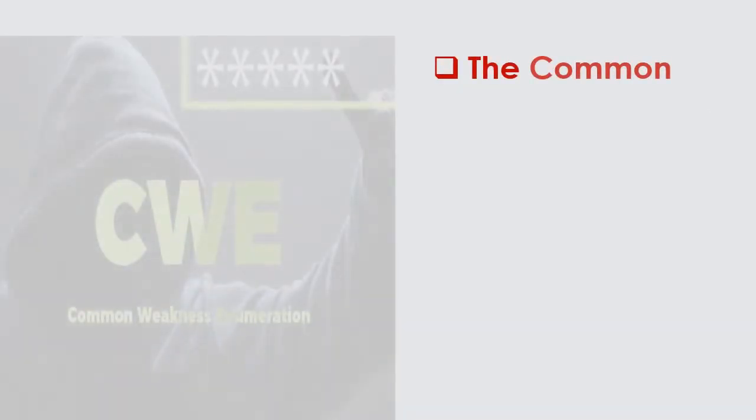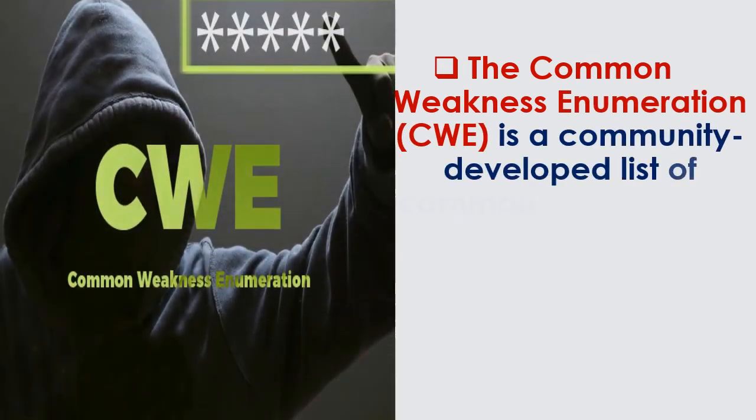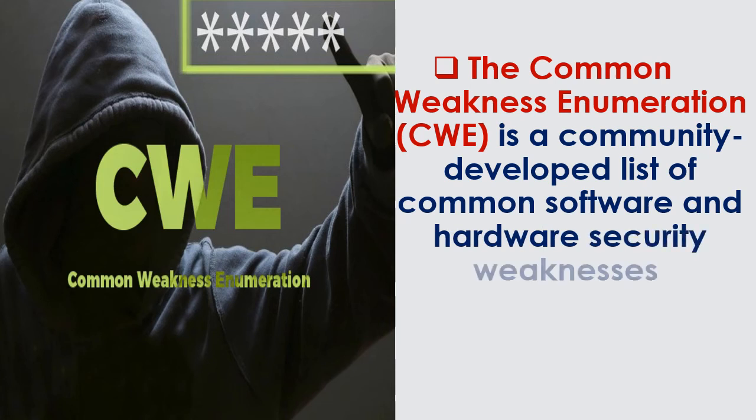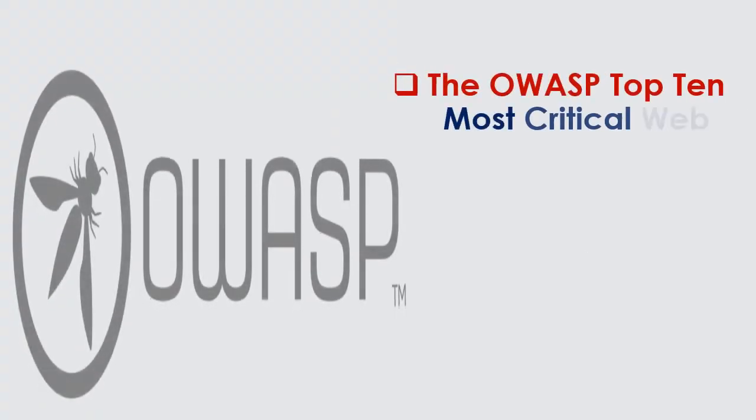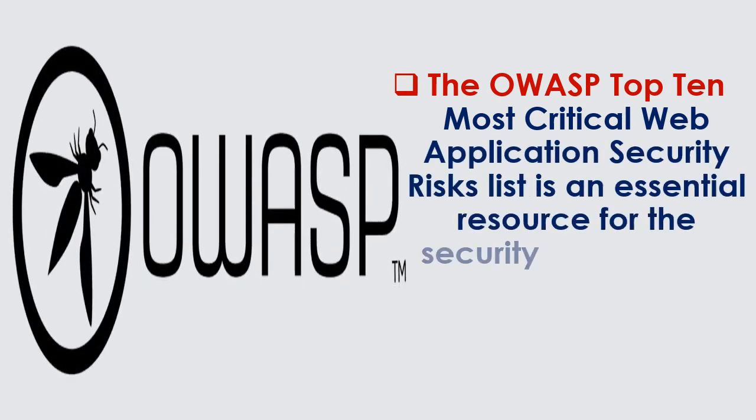The common weakness enumeration, CWE, is a community-developed list of common software and hardware security weaknesses. The OWASP Top 10 Most Critical Web Application Security Risks list is an essential resource for the security practitioner.